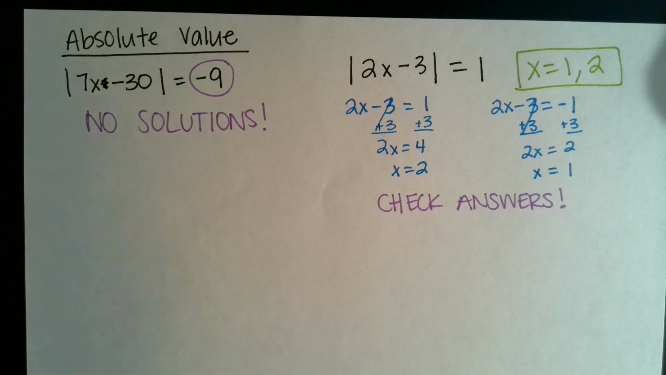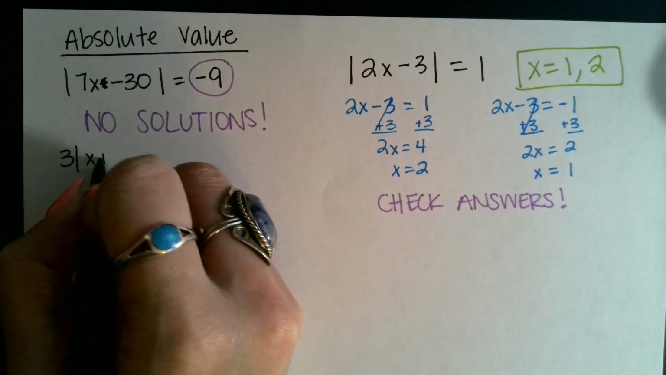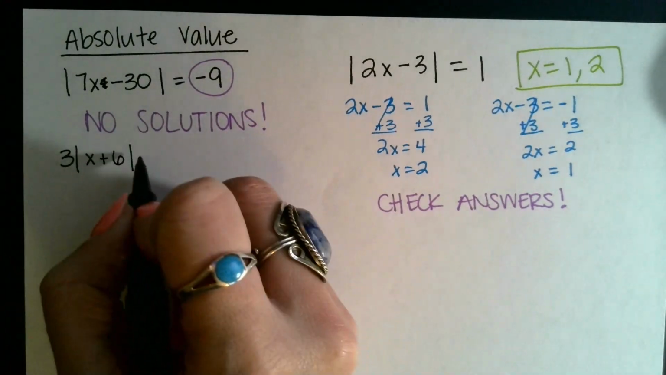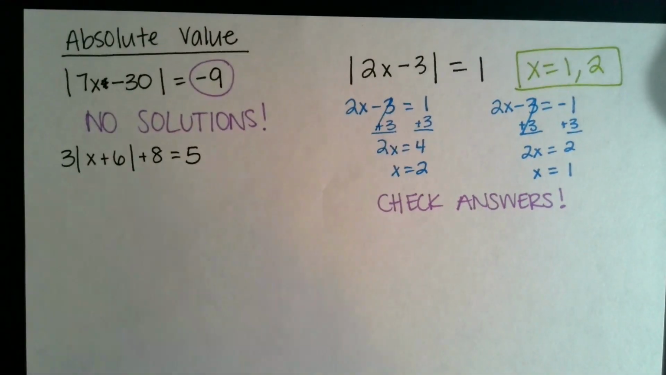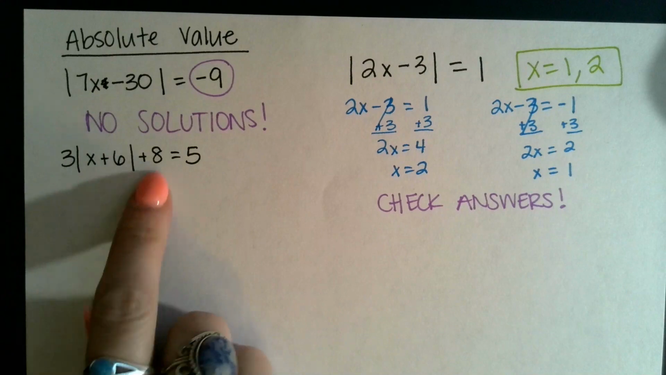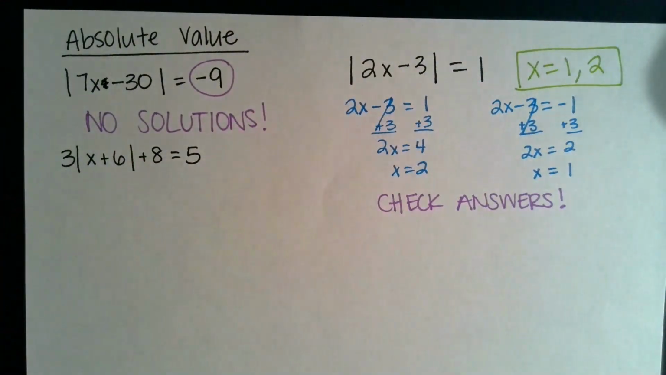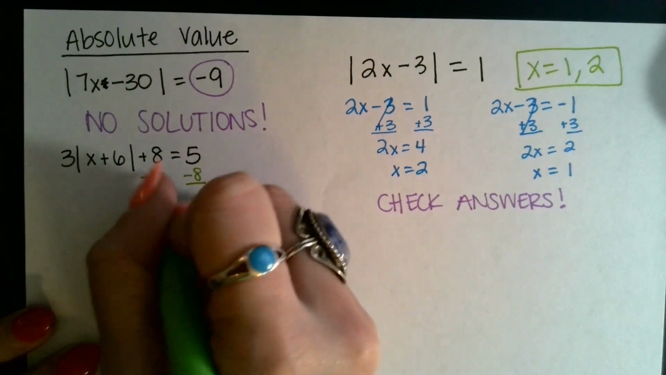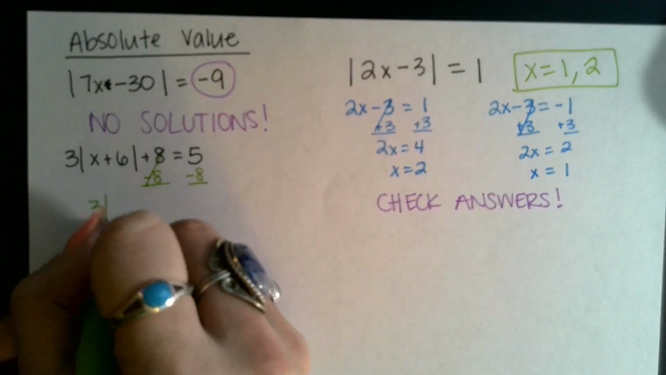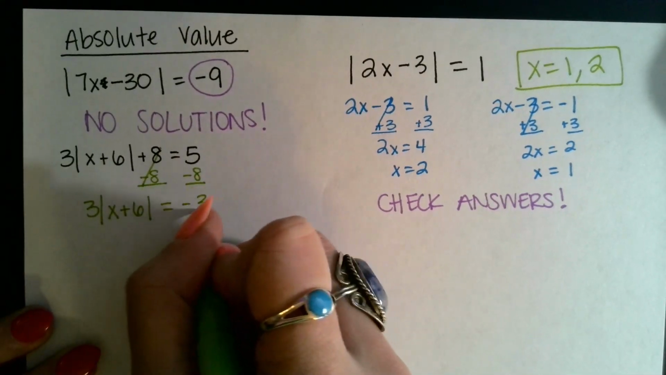All right, I had one more request last period: what do we do if there's stuff outside of the absolute value bars? Like this. We have to get rid of all the other stuff first before we can do positive and negative options. So we have to subtract 8 first, which gives me 3 times the absolute value of x plus 6 equals -3.